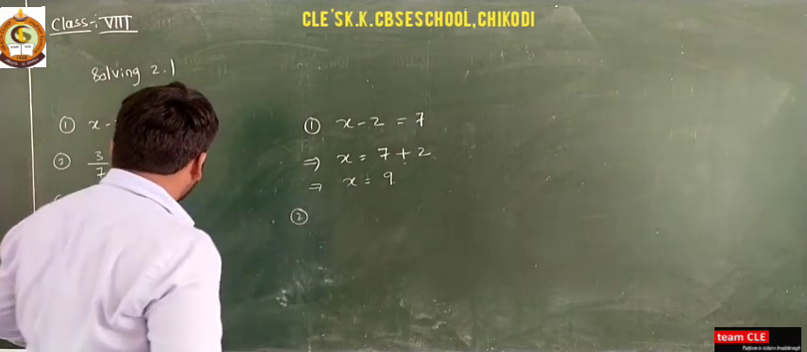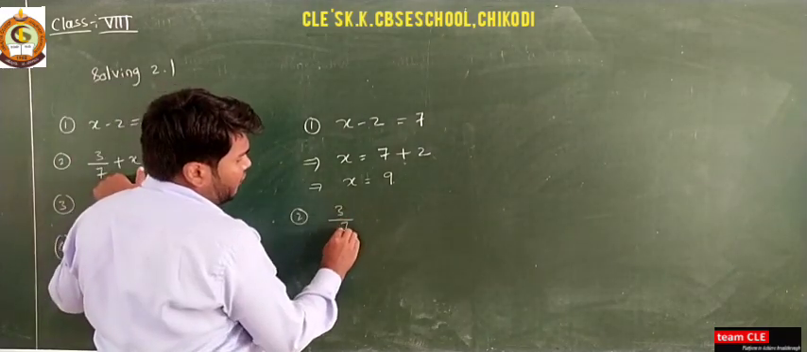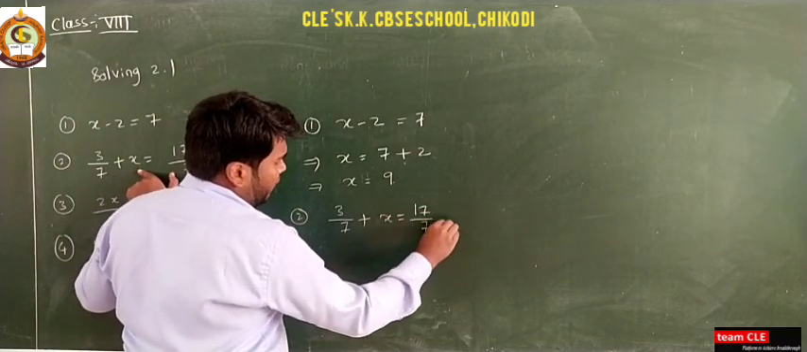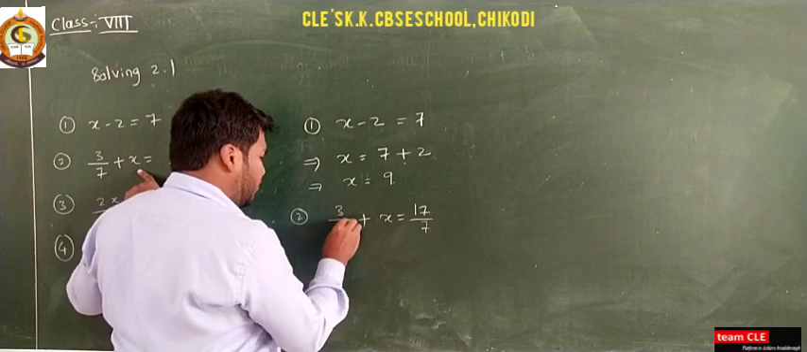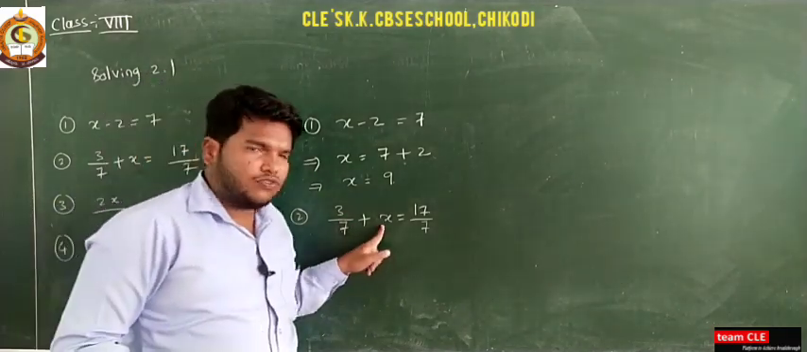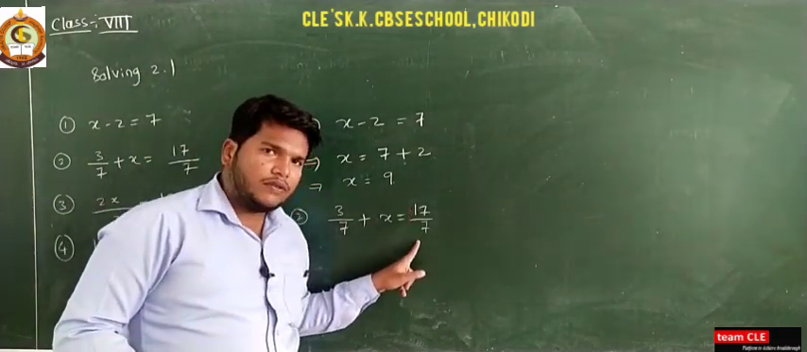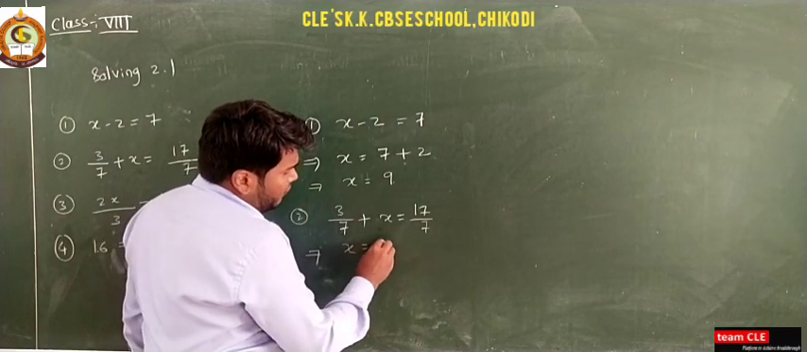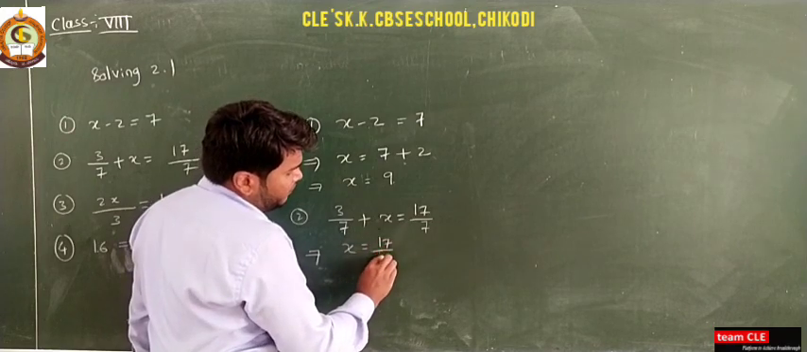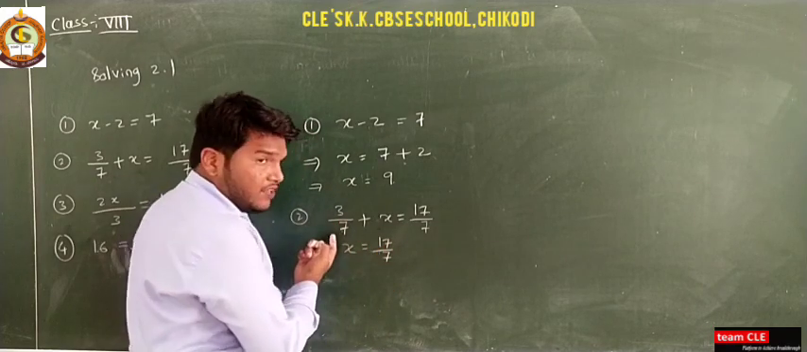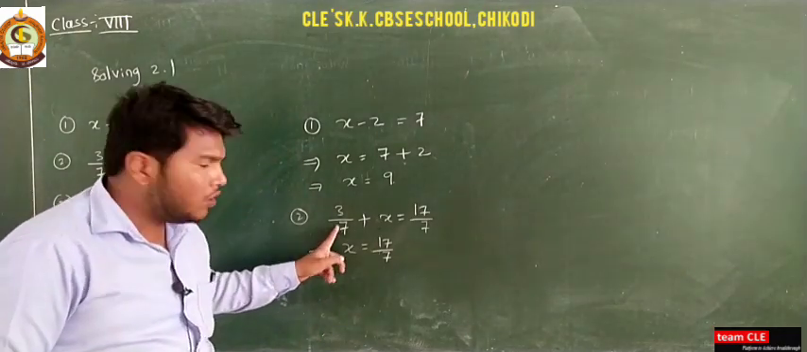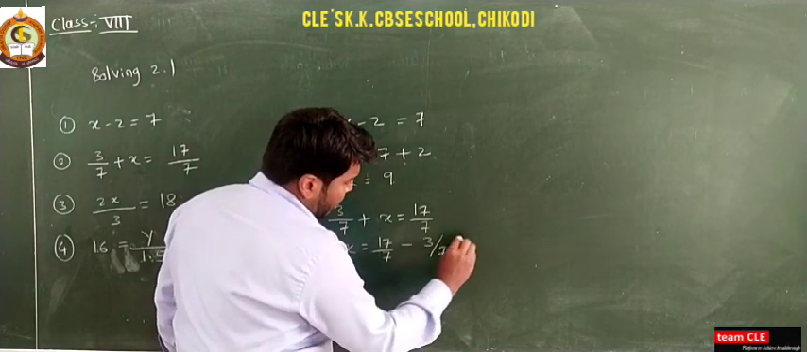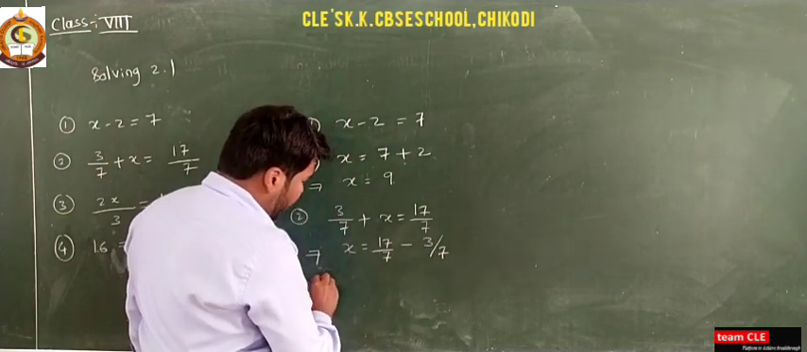Second problem we have is 3 by 7 plus x is equal to 17 by 7. Okay, so 3 by 7 plus x equals 17 by 7. Now see, x is equal to, keep 17 by 7 as it is, plus 3 by 7. The plus 3 by 7, you transfer to the RHS, and you will get minus 3 by 7.